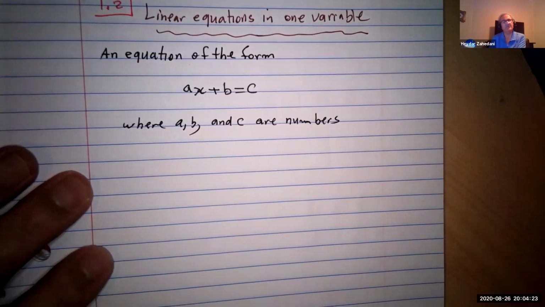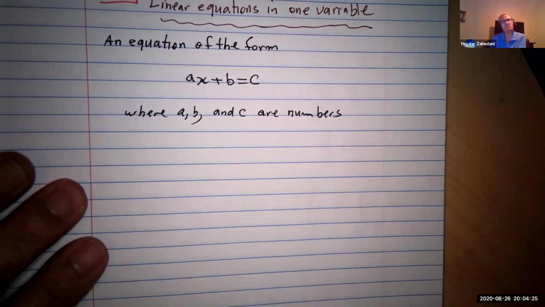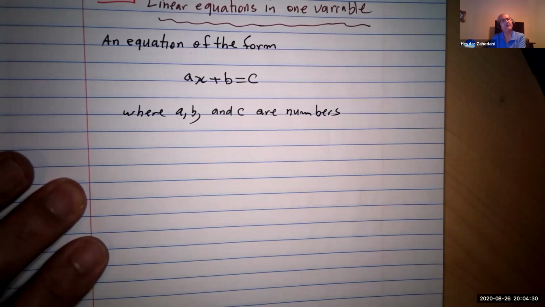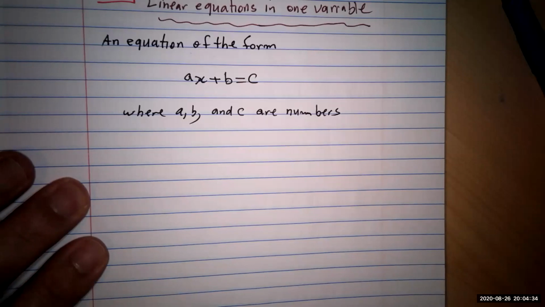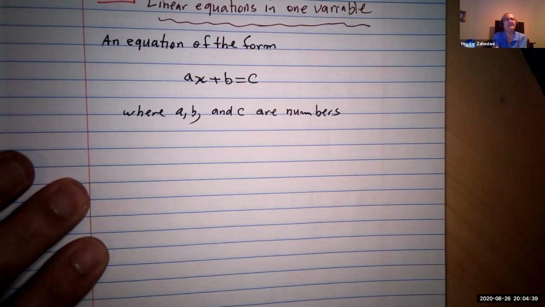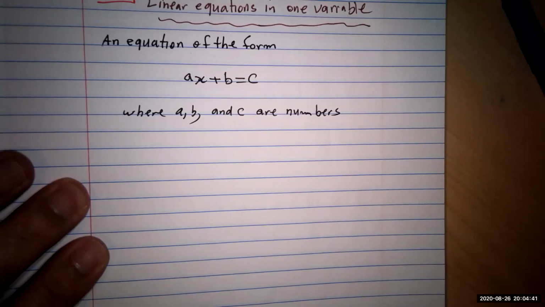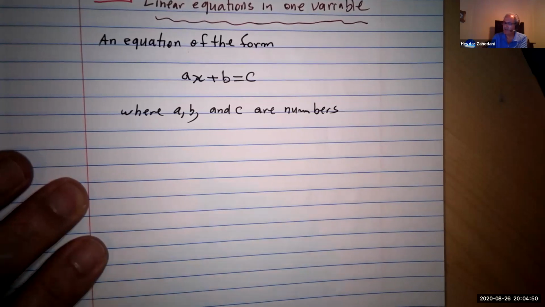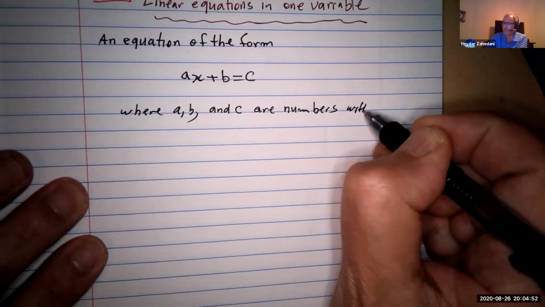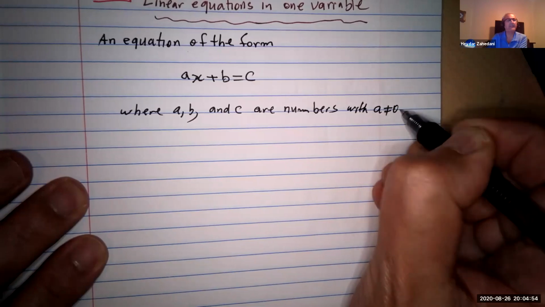One of them cannot be 0. Which one is it? A, B, C. No, C can be 0, that's fine. A, that's it. Yes, A cannot be 0, because if you put A equal to 0, x would disappear. So with A not equal to 0.